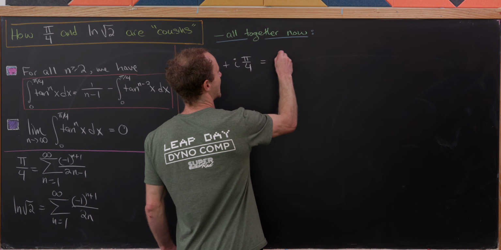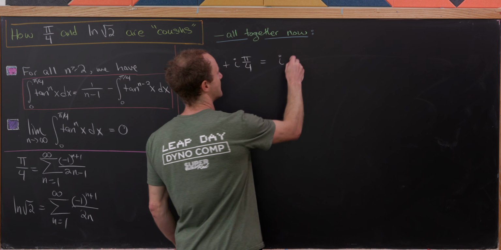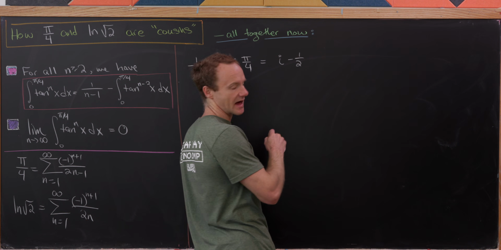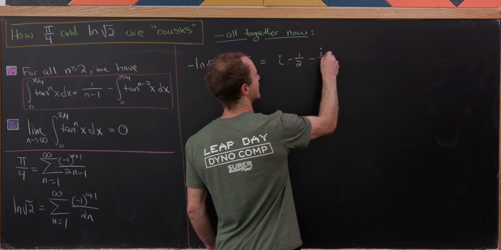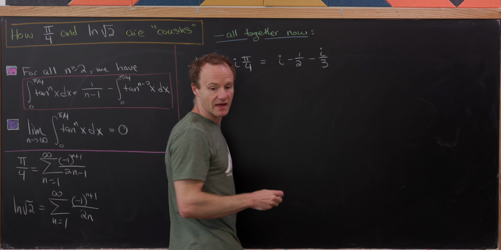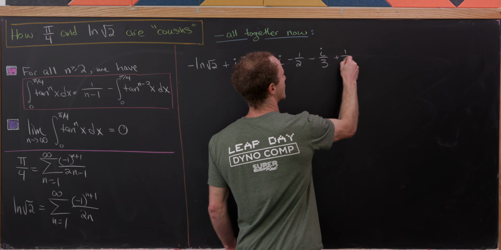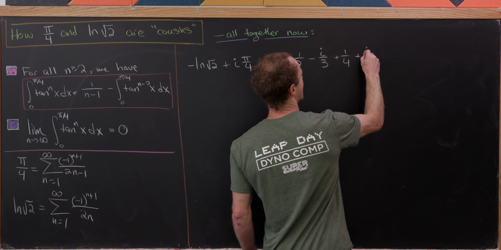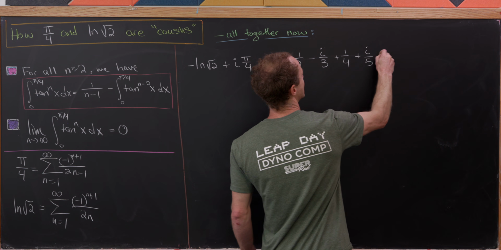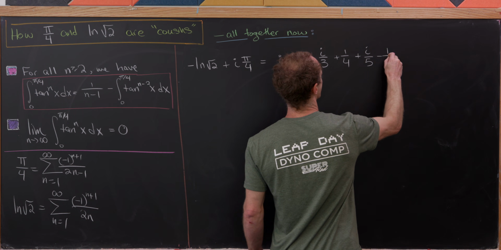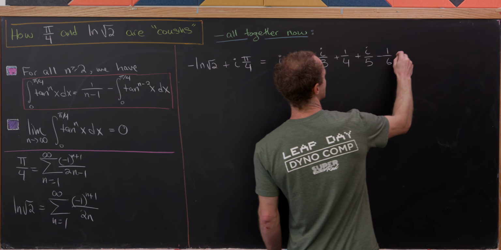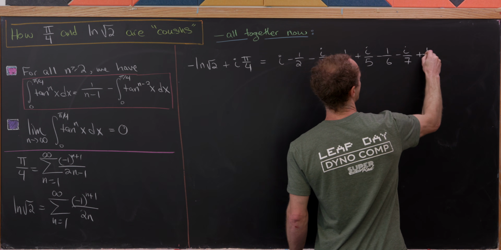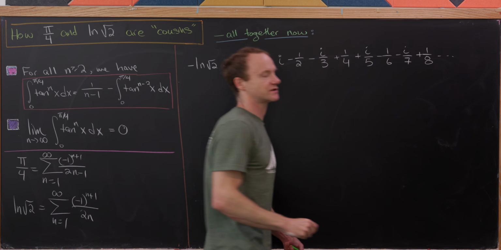So we're going to have i, and then minus 1/2. And then next we'll have minus i over 3. And then next we'll have plus 1/4. And then next we'll have plus i over 5. And then minus 1 over 6. And then minus i over 7. And then plus 1 over 8. And then so on and so forth.